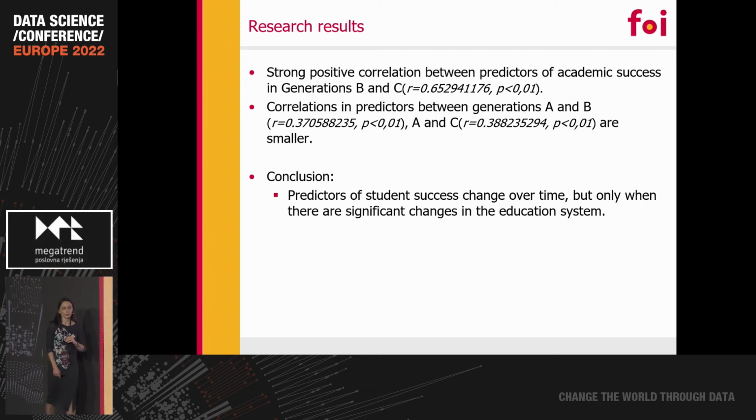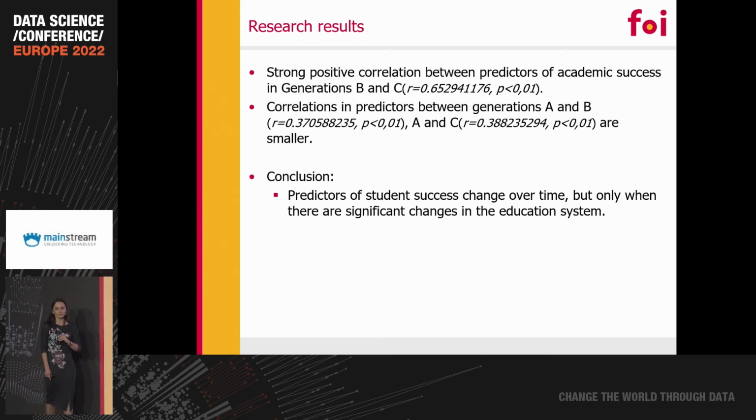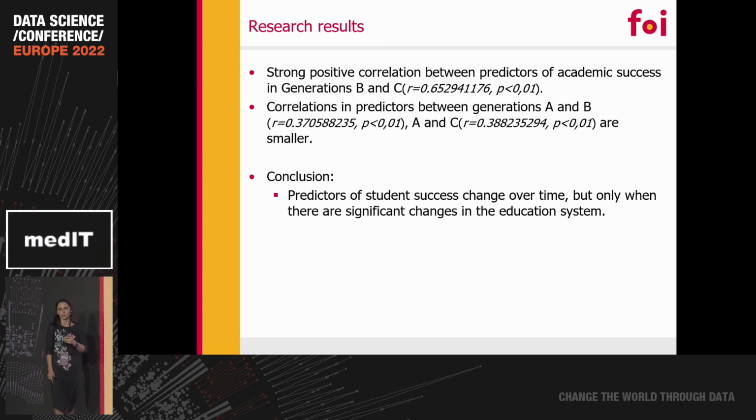And we tried to explain that, and then we actually saw that generation A was a generation that had a different education system. And between generation A and generation B, we transformed to the Bologna system. So our conclusion was that predictors of students' success change over time, but only when there are changes in the education system.